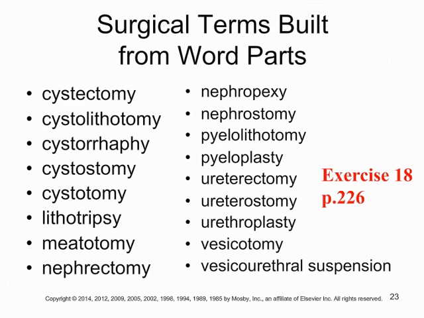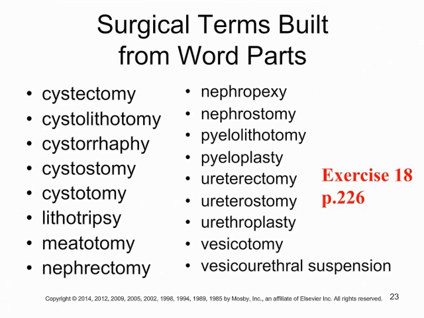We have pexy as a suffix, as seen in nephropexy. This would be surgical fixation. For example, if you have nephroptosis or a drooping kidney, you would need it kind of surgically fixated back into its anatomical location. So you would do a nephropexy.